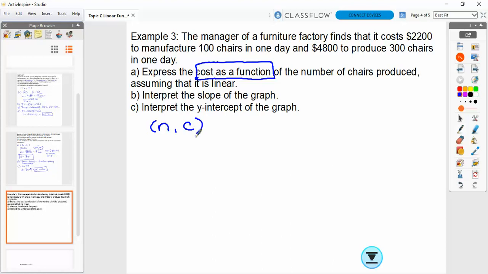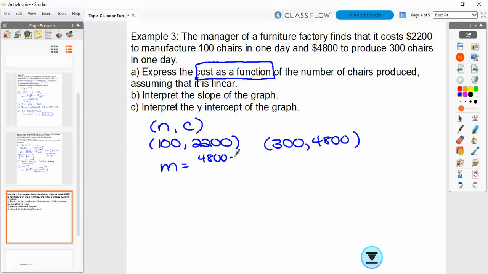The number of chairs is my x, my cost is the y. Okay, so our 2 points then: 100 chairs cost $2,200, and 300 chairs cost $4,800. So slope is the change in cost over the change in chairs. So we get 2,600 over 200.